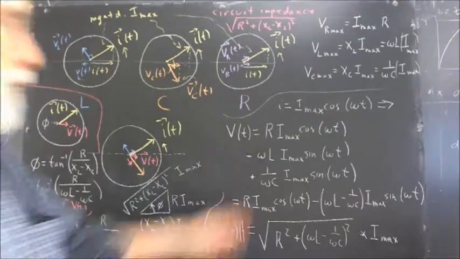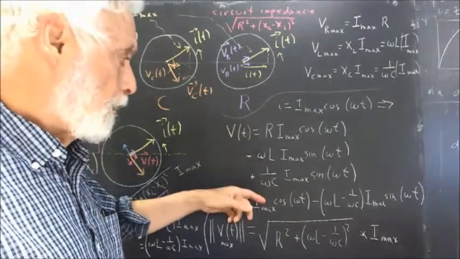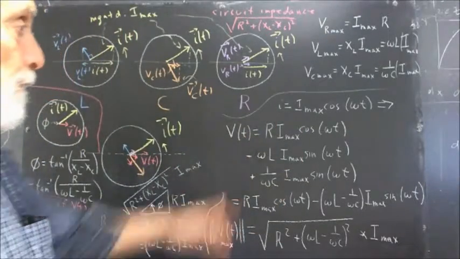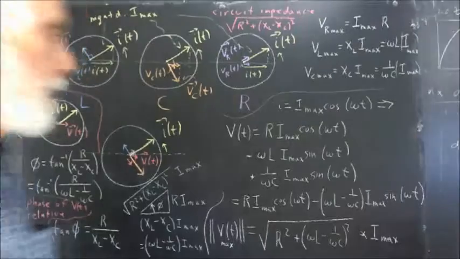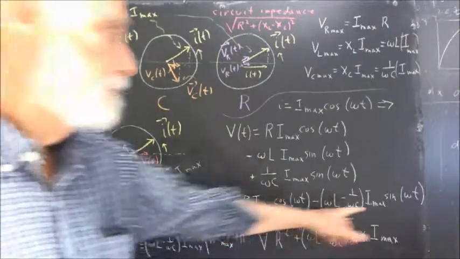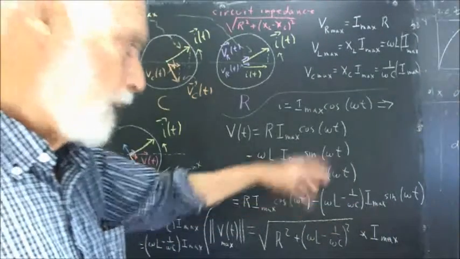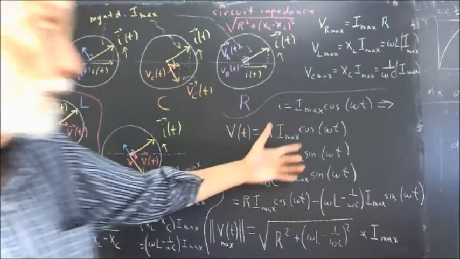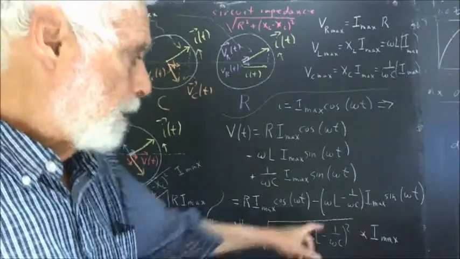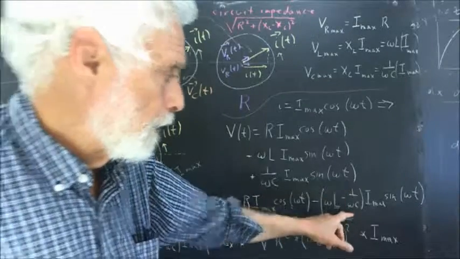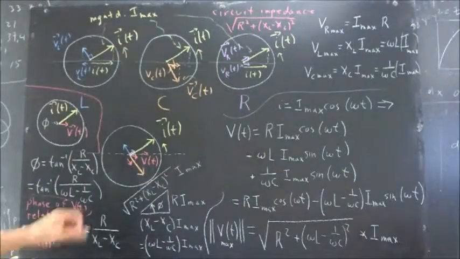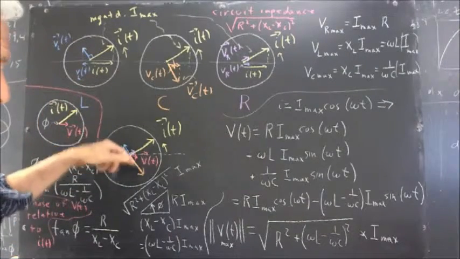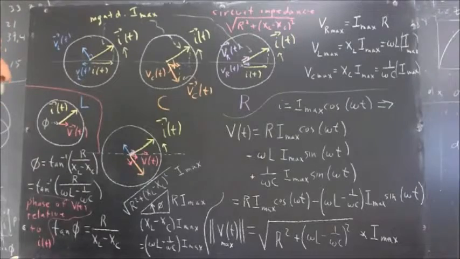Now we can add the resistor voltage, the inductor voltage and the capacitor voltage, the expressions that we got previously, and this is our voltage function, and that function comes out like so. We just factor out the coefficients of the sine function, and we end up with this expression, omega L minus 1 over omega C. That's just the inductor reactance minus the capacitor reactance.